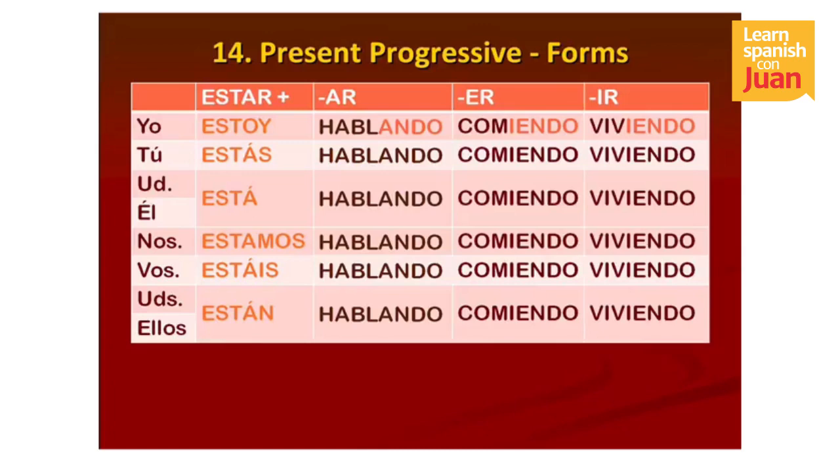So let's talk really quickly about this slide, the present progressive. Okay, you can see here that we're conjugating the verb estar in the present tense. Estoy, estás, está, estamos, estáis, están, and then we would use that in conjunction with the present participle, sort of the equivalent of the ing forms, hablando, comiendo, viviendo.